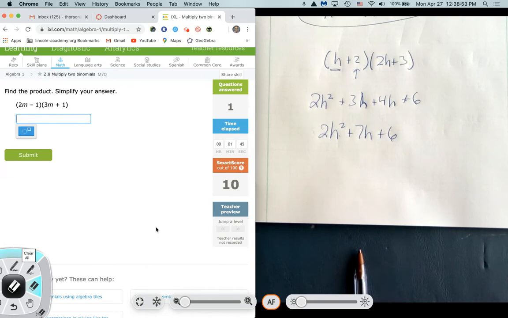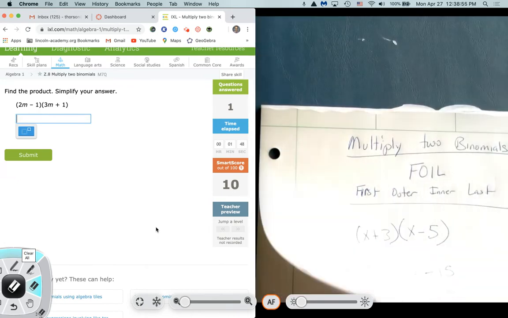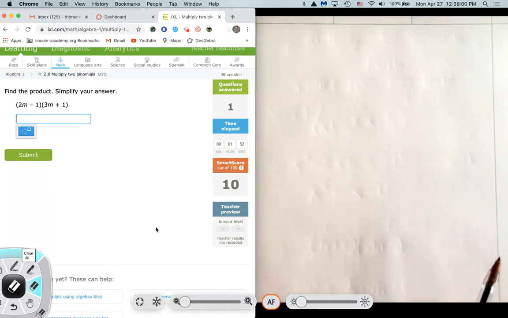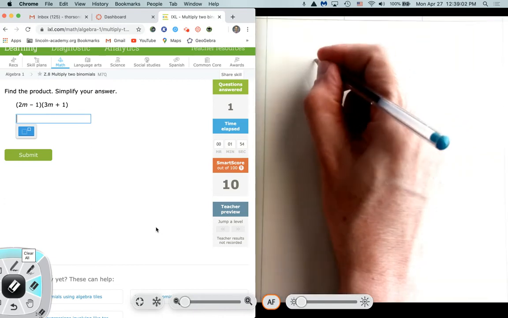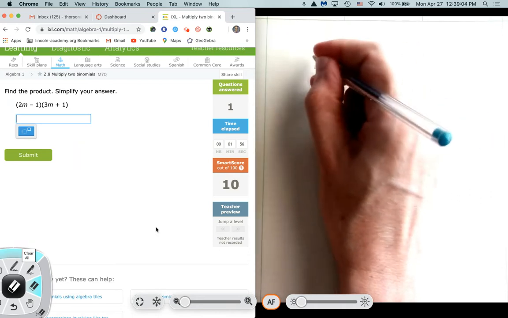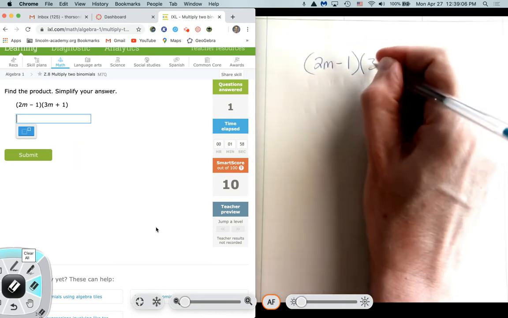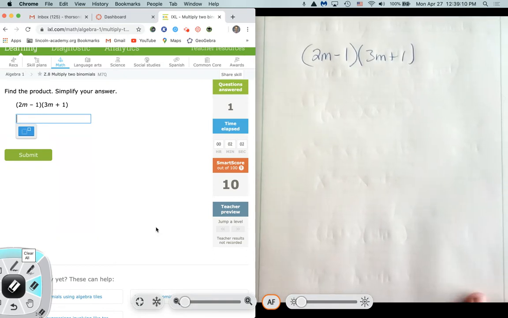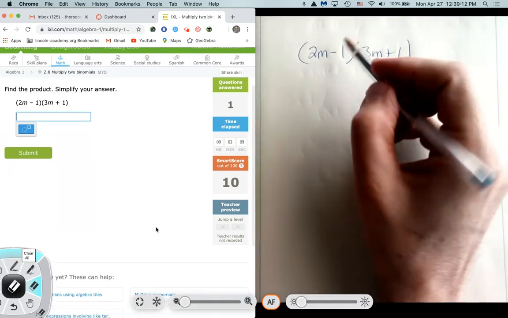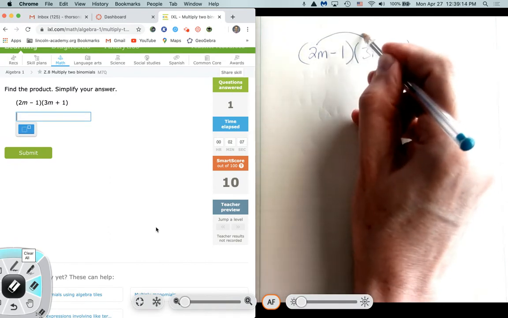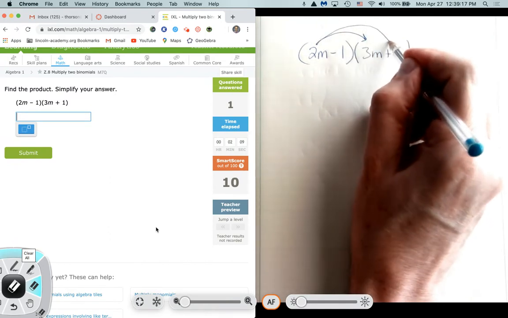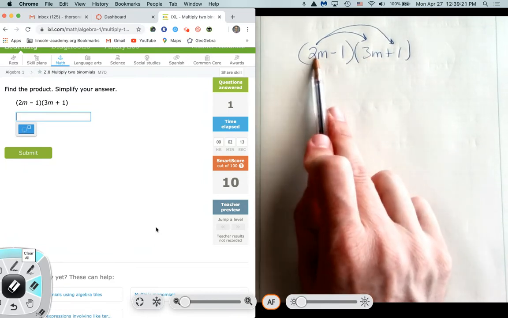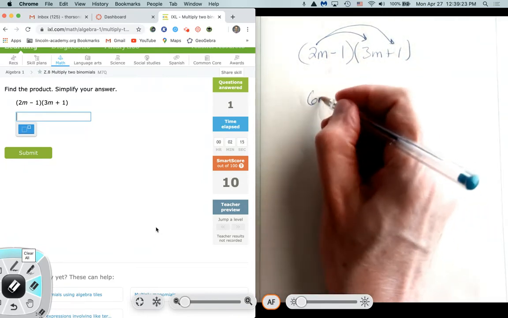One of the things that the most common mistake, I think, when foiling is just dropping your minus signs. So let's do another one here. We have this 2m minus 1 times a 3m plus 1. A lot of students have learned what's called the rainbow method. The rainbow method is we distribute in with these arrows like that into that. So I know I'm multiplying the 2m by the 3m. That's the first times the first, which is going to be a 6m squared.